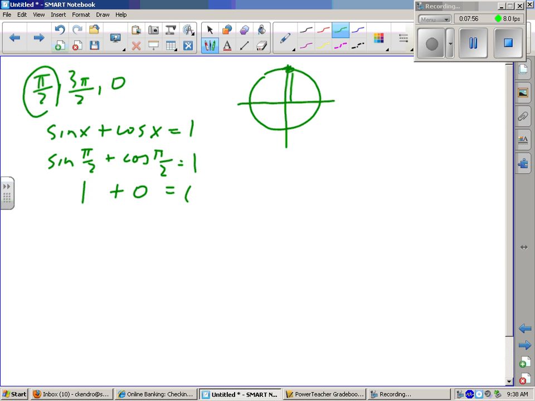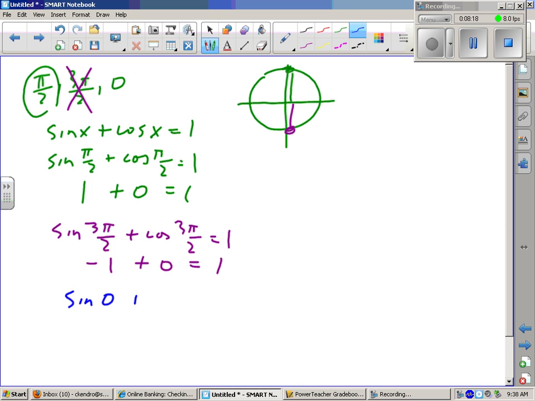So the next one, let's change color here. Sine of 3 pi over 2 plus cosine of 3 pi over 2 equals 1. 3 pi over 2 is down here. Sine is negative 1. Cosine is 0. That one does not work. So we cross that one out. And we'll do one more. Sine of 0 plus cosine of 0 equals 1. Here's 0 here. Sine is 0. Cosine is 1. So that one checks out as well. So those are your only two answers for that one.